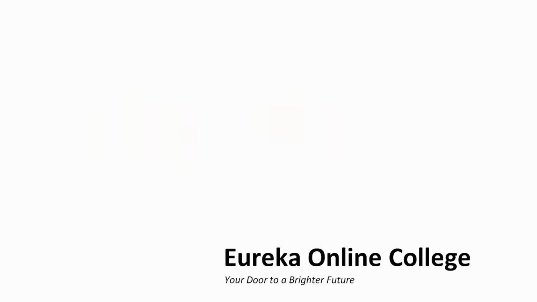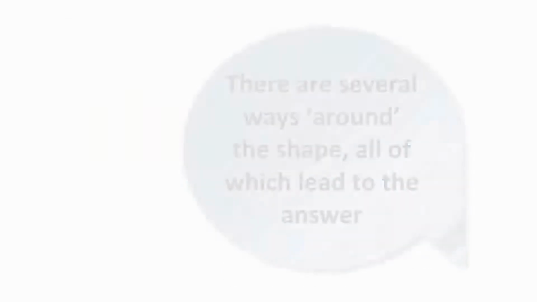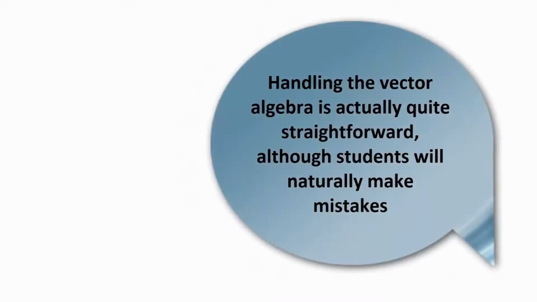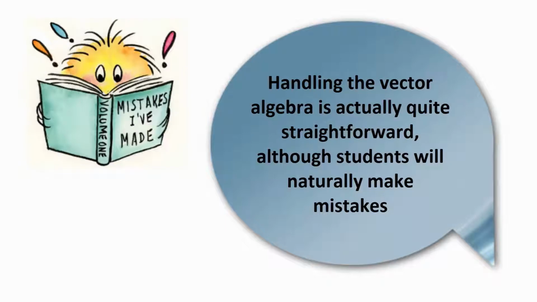Then, when attempting the kinds of visual proofs they're asked to complete at GCSE, they can notice that there are several ways around the shape, all of which lead to the answer, because it is a very important aspect of it that you can do it in several different ways when you're doing a geometric proof with vectors. Handling the vector algebra is actually quite straightforward, although students will naturally make the mistakes they normally make when manipulating algebra, which is collecting like terms and making sign errors when expanding brackets.